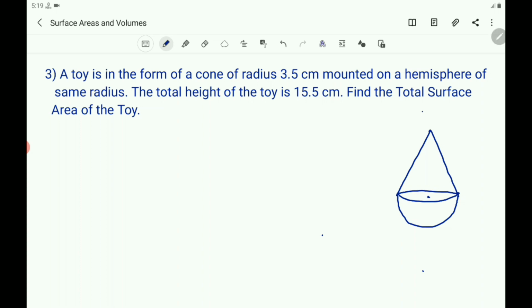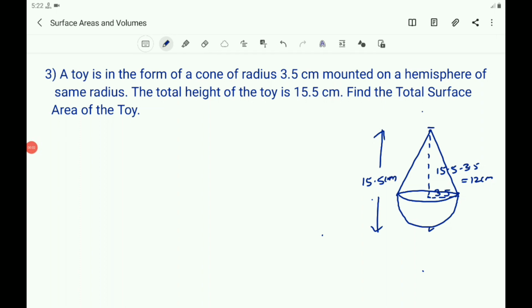Here, what is the radius of the hemisphere? That is 3.5, and the total height of the toy, from this point to this point, is 15.5 centimeter. And then what is the height of the conical portion? That is 15.5 minus 3.5 equals 12 centimeter.